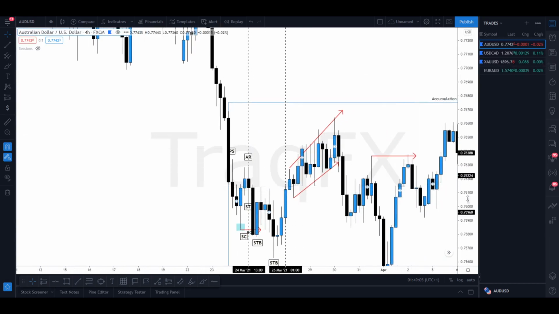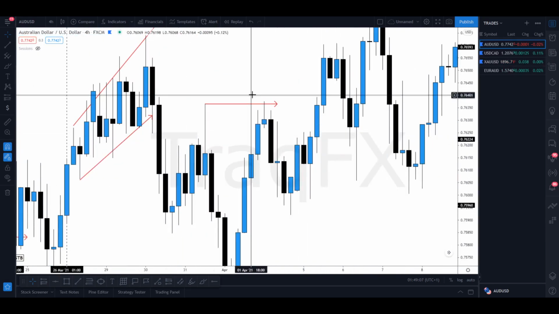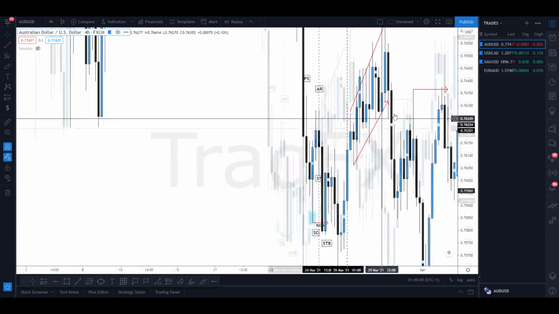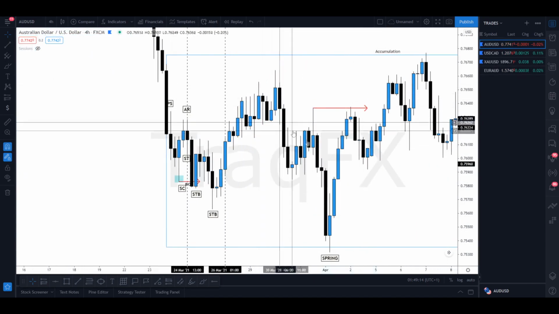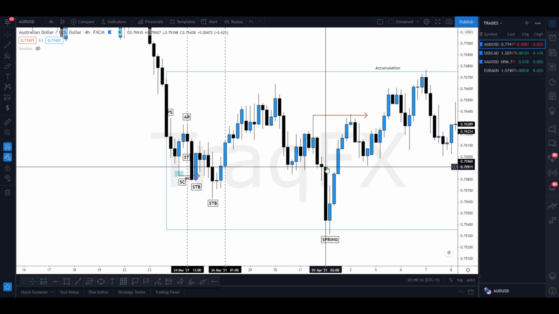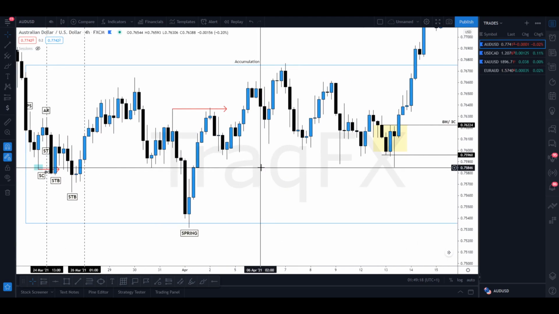Even though it was really small, if we go down to the smaller time frame, you can see that this candle did close above. So we do have that break of structure of the highs. Let me delete this now. And then price wicks back down to do what? To test our spring to the pip.